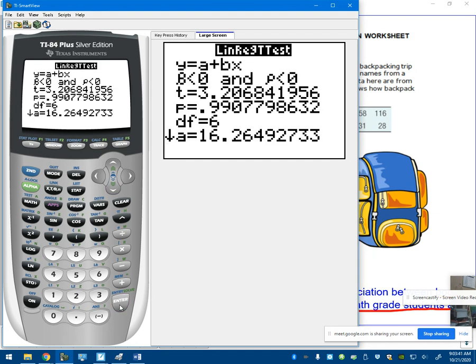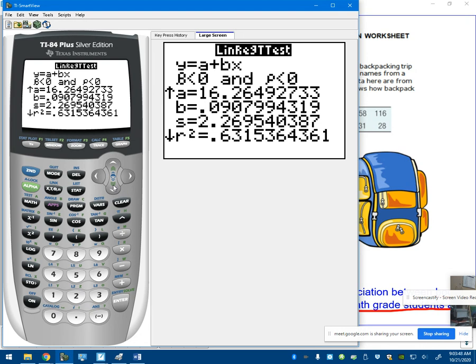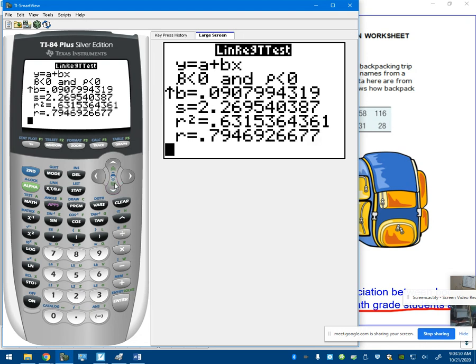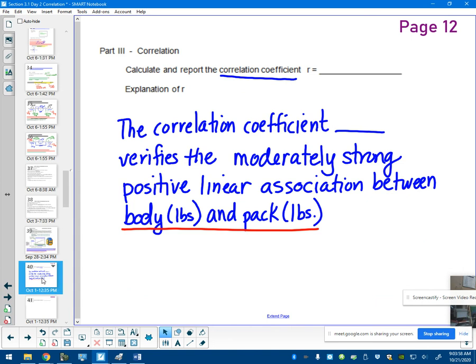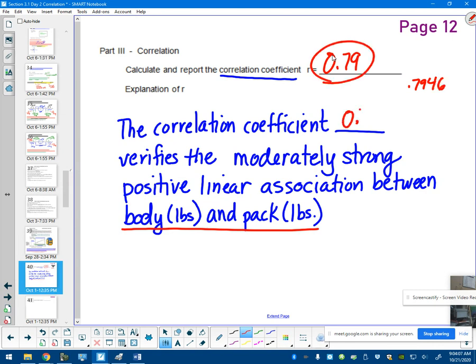And on this part of the screen, there's nothing that we want. But if you arrow down, you will see R at the bottom, 0.7946. I'll come help you. So that's what we put in this. It was 0.7946, so 0.79 goes right here.